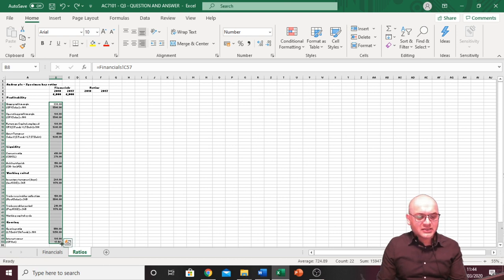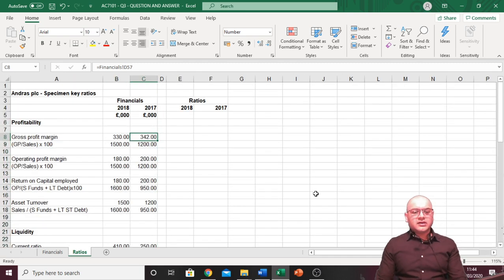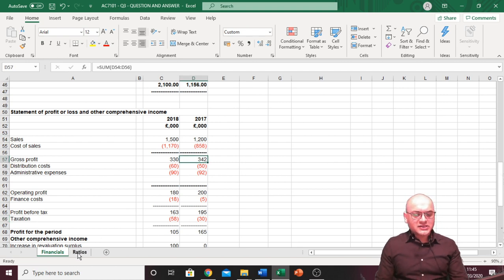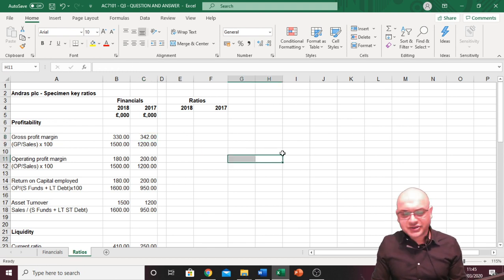So select the B column, bring the cursor to the bottom right hand corner, left click, hold, and drag it to the right. We can see Excel has copied and pasted the figures for 2017. Just to check, gross profit for 2017 is 342. Go to the statement of profit or loss, gross profit 2017, 342. Brilliant. So that's done. We can now calculate the ratios.